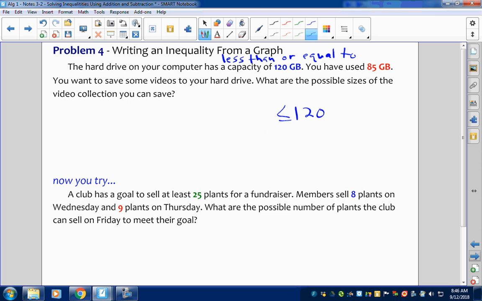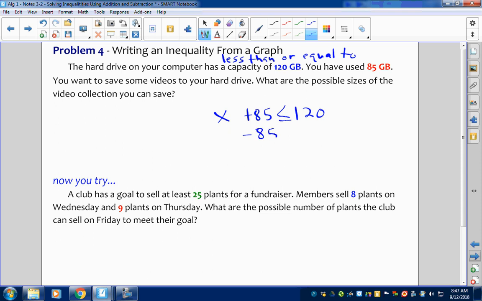Now we've used 85 gigabytes. So we have a plus 85. The question is, how many gigabytes do we have left? In other words, what are the possible sizes of the video collection you can save? This one you could probably do in your head. So the difference between those two. But here's our inequality.